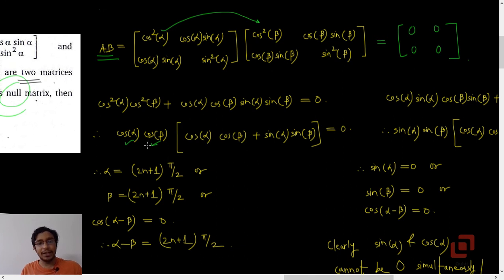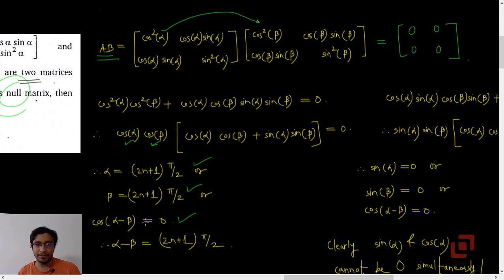So when can a product of three terms be 0? When any one of them is 0. So if cos alpha is 0, then alpha becomes 2n plus 1 times pi by 2, from the trigonometric equation. Same thing with beta, odd multiple of pi by 2, or cos of alpha minus beta becomes 0.